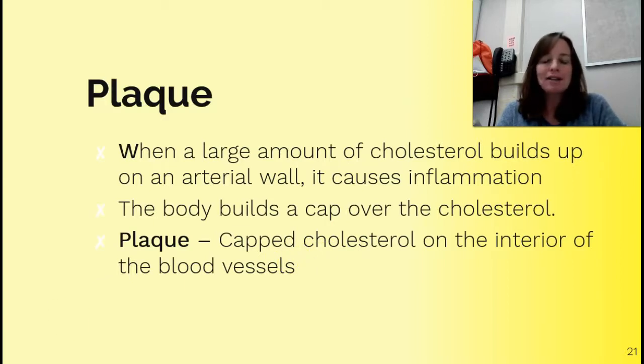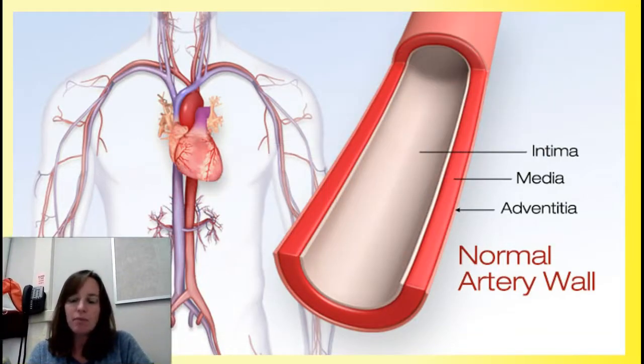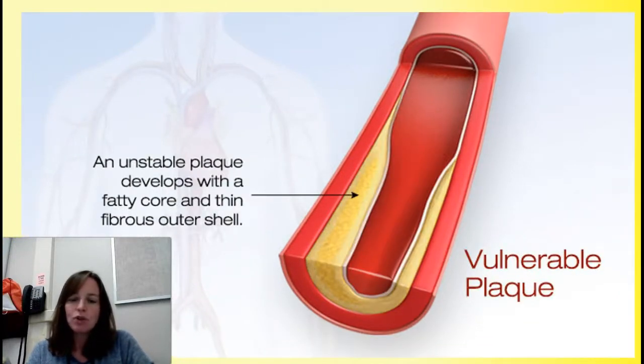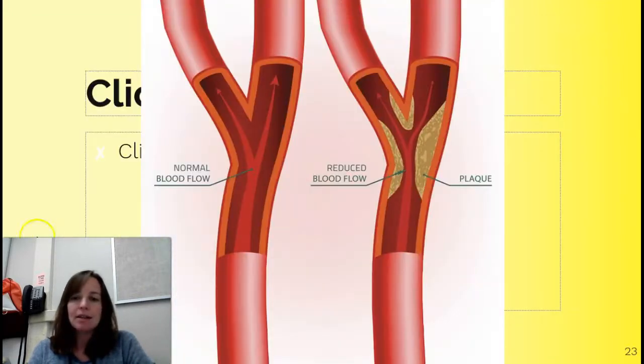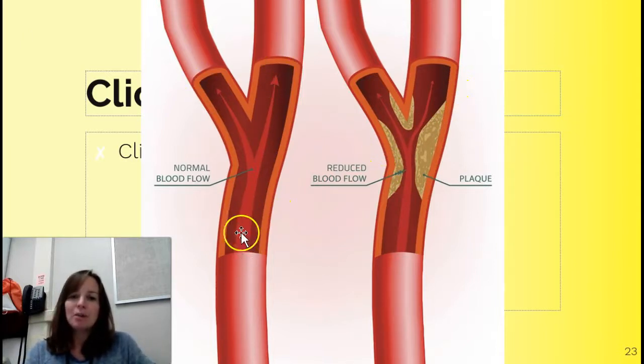And I can show you this process just, before, during, and after. So here's a normal artery wall. Here is the fat building up, fatty streak. Okay, then we have this. So this shell right here around the fatty streak is fibrous and it's called plaque. And plaque can disrupt blood flow, as you can see here. So normal blood flow would be free, but then if you have plaques on your arteries, it can cause disruption, and that can lead to pain or even heart disease and heart attacks.